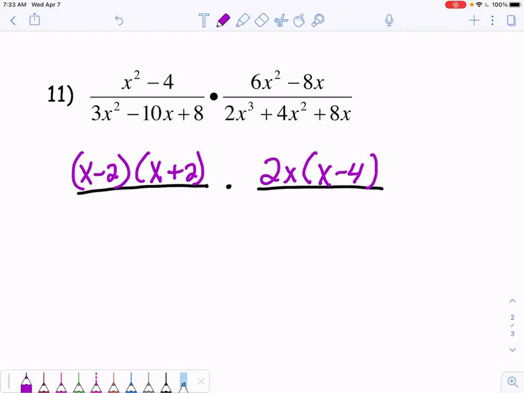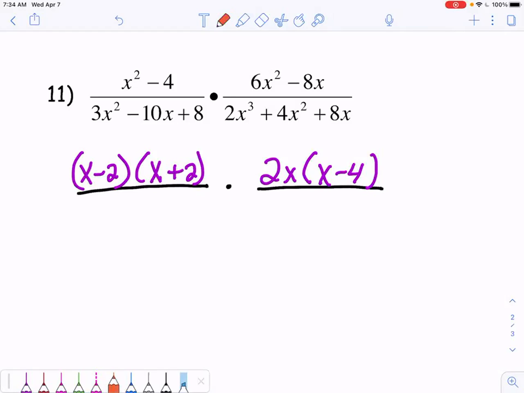The one on the left, 3x squared minus 10x plus 8. Ava, is there a GCF there? No. That should be the first question you ask. Is there a GCF? If you say no, then you still have to factor it. And we have factored problems with the coefficient in front. That's the AC grouping method.